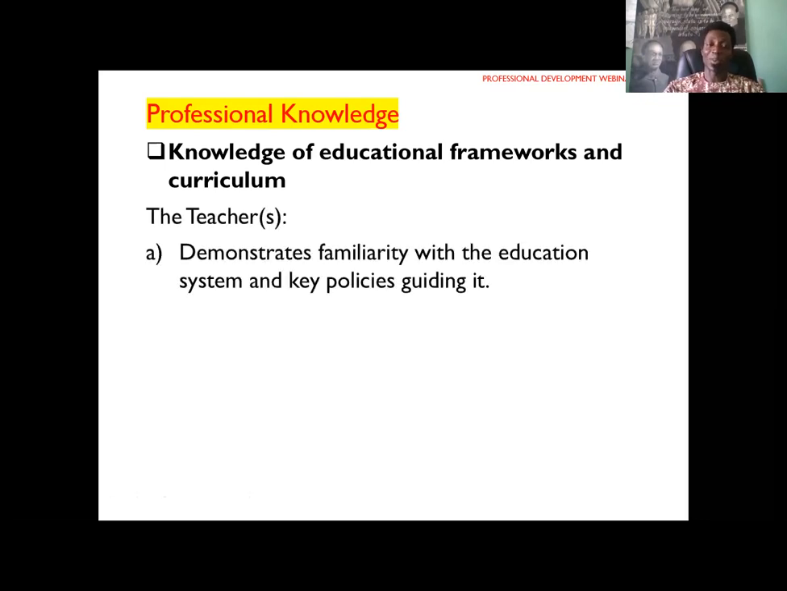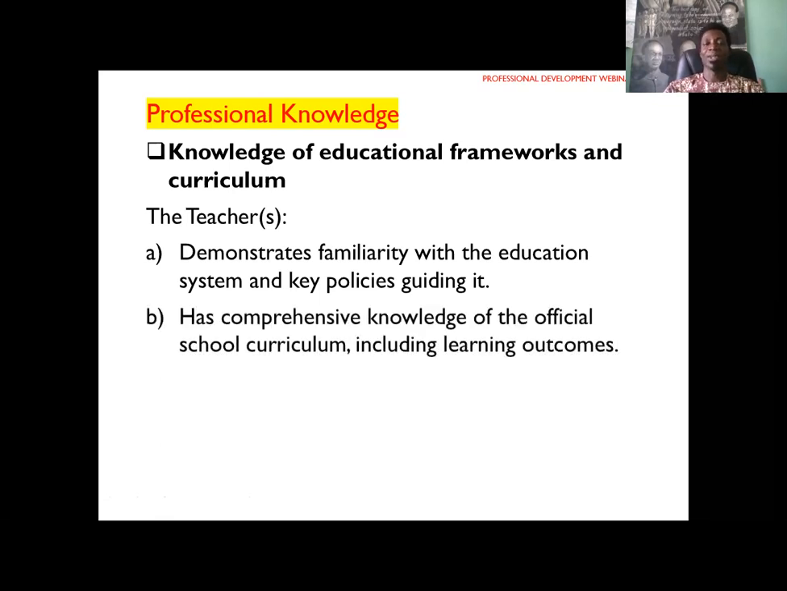Under this key component, that is under the major heading professional knowledge, teachers must demonstrate familiarity with the education system and key policies guiding it. So as teachers, we need to be familiar with this standard and other important standards that guide the teaching profession. You also need to have comprehensive knowledge of the official school curriculum, including learning outcomes.